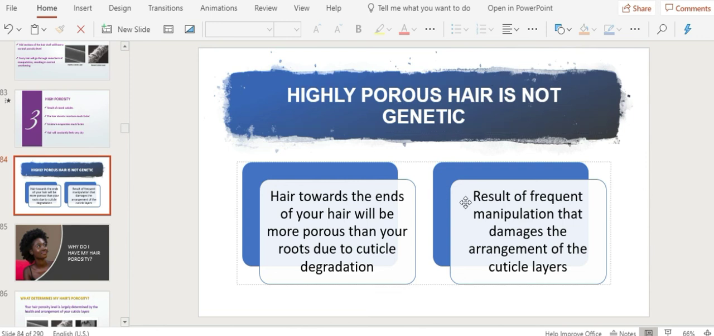So yeah, in the next lesson, I'm going to be going over why you have your current porosity. So why do I have high porosity? Because I do have high porosity, even though I don't really do much to my hair. So again, I'm going to be going over that in the next lesson.